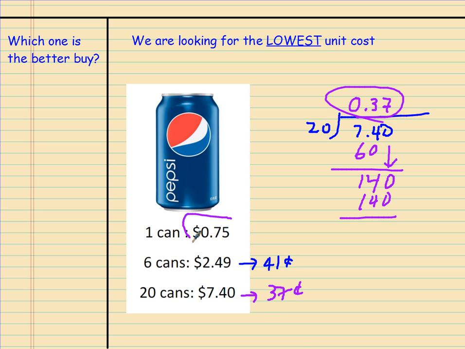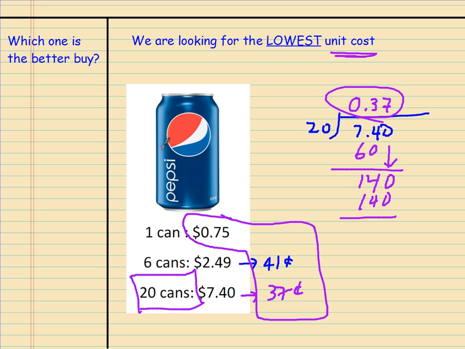So these are the unit rates. These three numbers are the unit costs. And if we're looking for which one is the better buy, of course we're going to look for the cheapest one. And so the cheapest one is if you buy 20 cans. So 20 cans would be our answer.